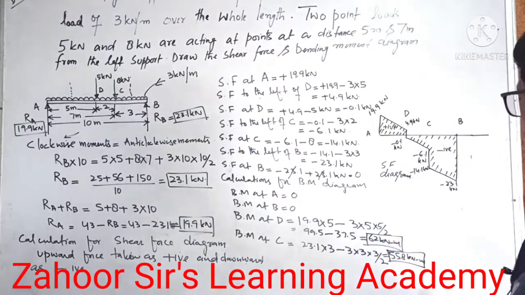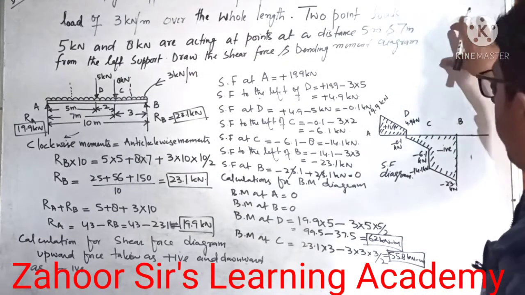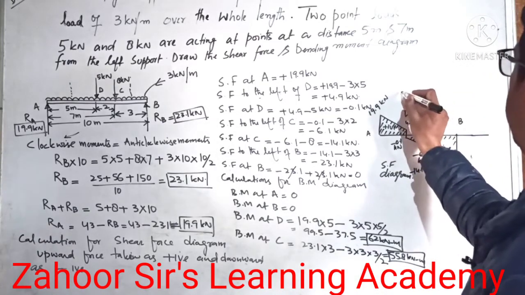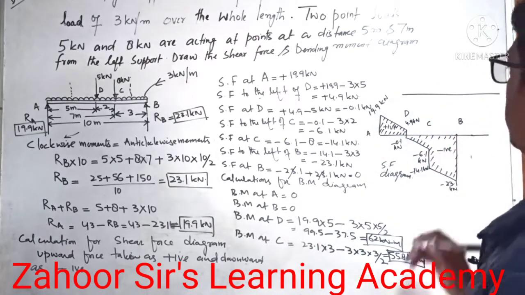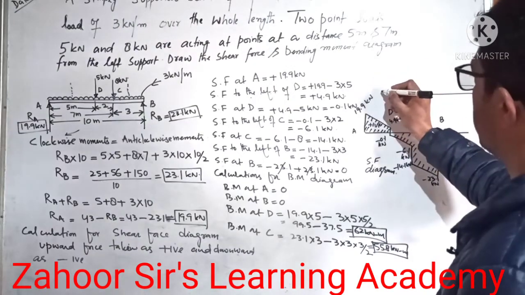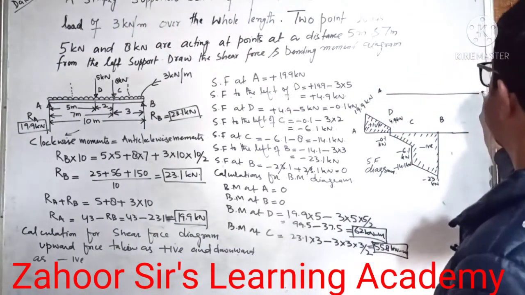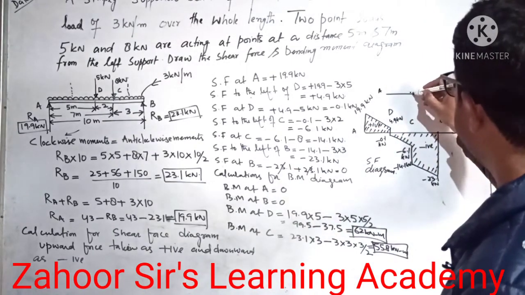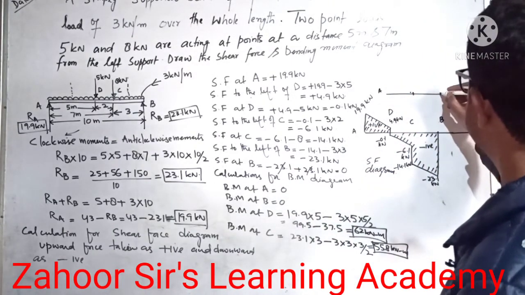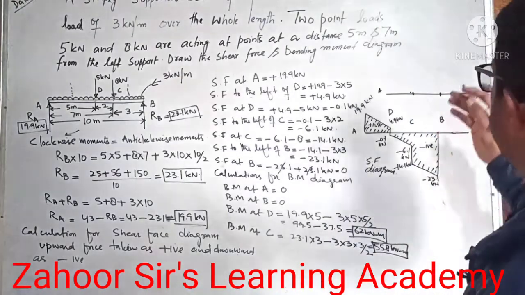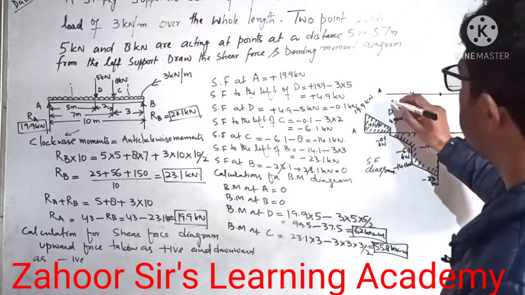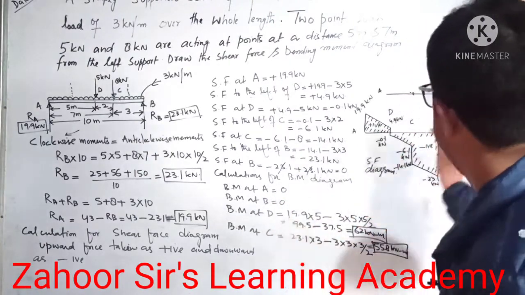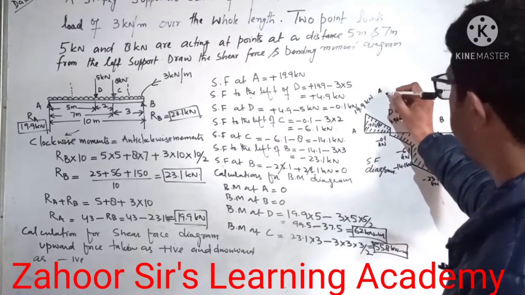Now let's draw the BM diagram. I will take the space here to draw the BM diagram. I will draw a baseline. So this is the baseline. Let's take this as the A point and this as the B point. So BM, let's say this is B and this is the C point. Let's draw. So BM at B is 0. It is 0 here, and it is 0 here.